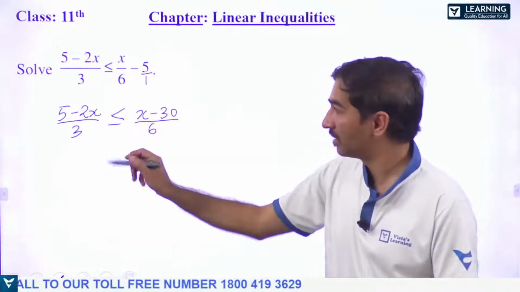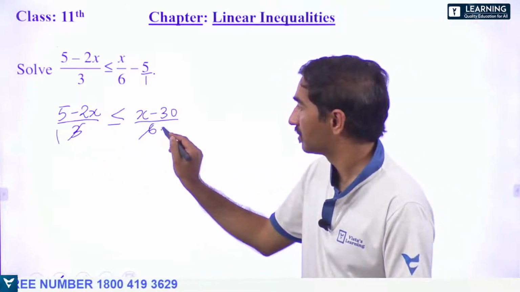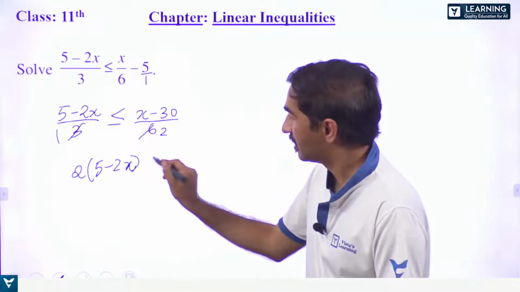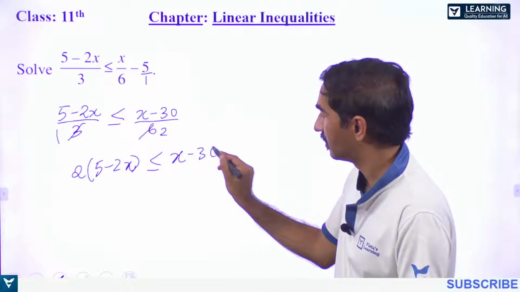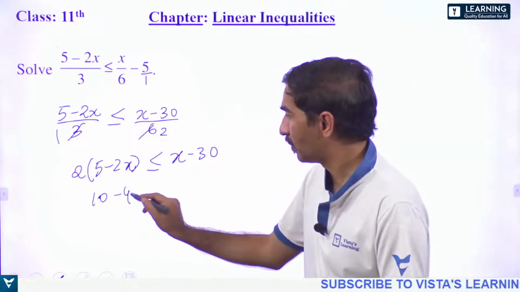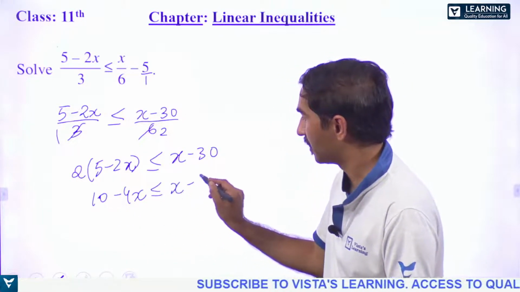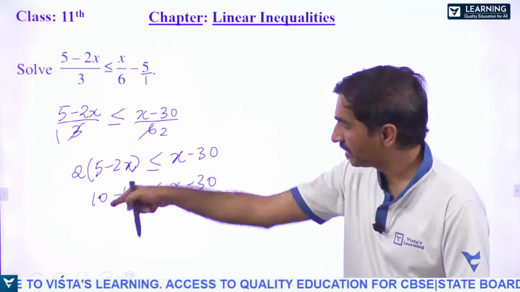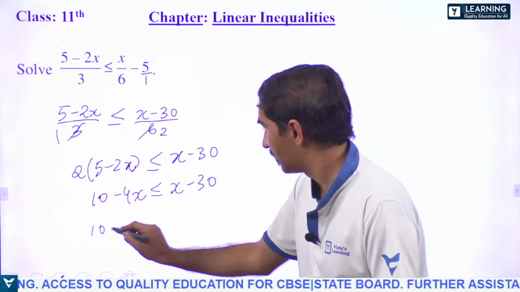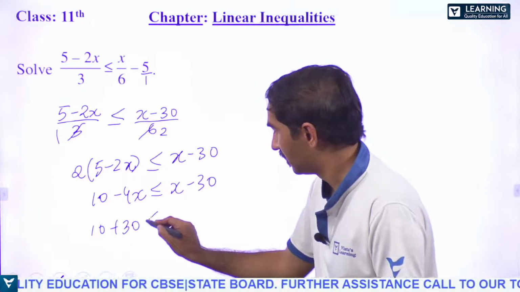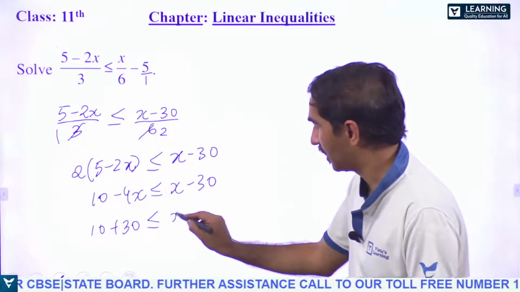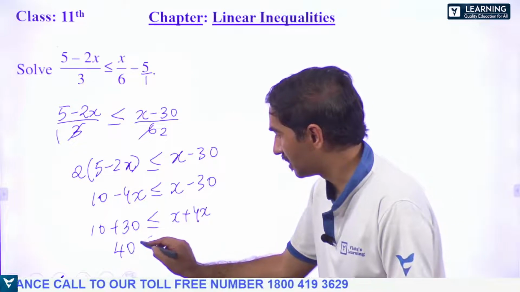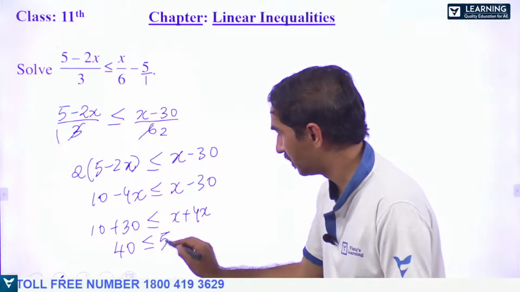Denominators 3 and 6: 3 ones are 3, 3 twos are 6. Cross multiply: 2 times (5 minus 2x) is lesser than or equal to x minus 30. Multiply inside: 10 minus 4x is lesser than or equal to x minus 30. 4x we will get on this side, minus 30 we will send to that side. So 10 plus 30 is lesser than or equal to x plus 4x. What is 10 plus 30? 40. This is lesser than or equal to x plus 4x, which is nothing but 5x.